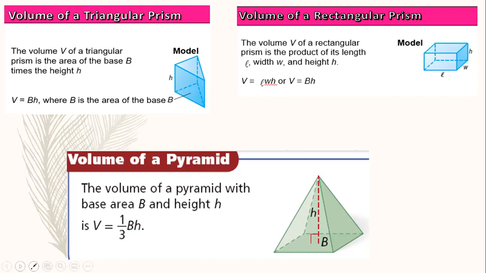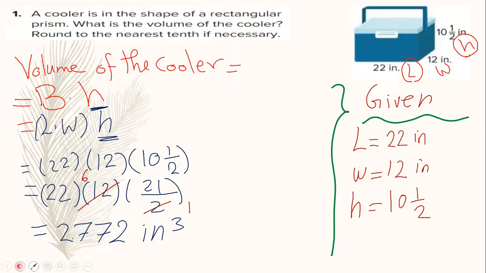We will go to solve some selected exercises from your textbook, page 485 and 486. Exercise 1, a cooler is in the shape of rectangular prism. What is the volume of the cooler? Round to the nearest tenth if necessary. Look at the figure. Let's figure out the given.